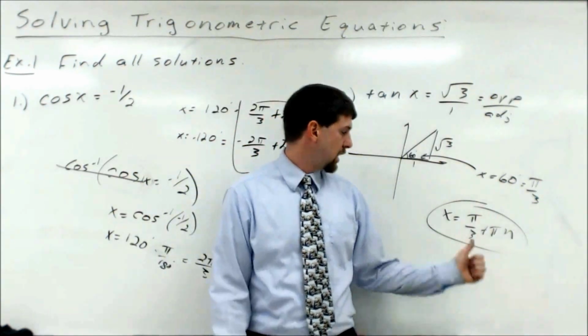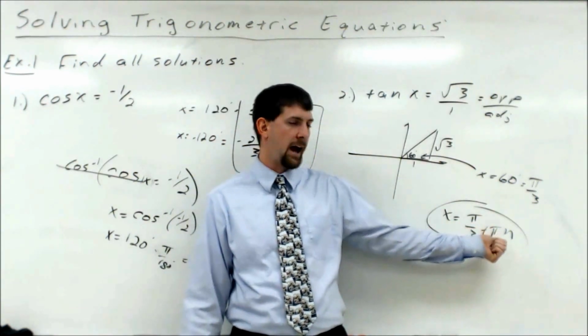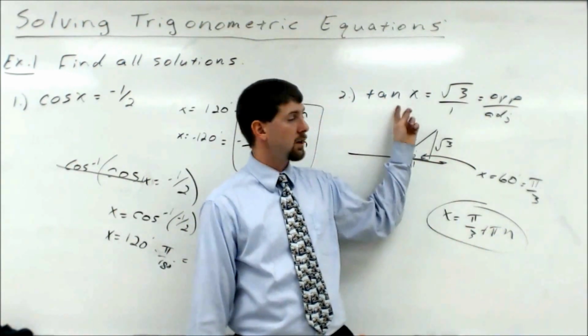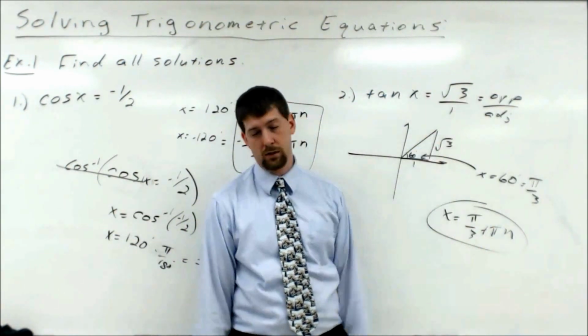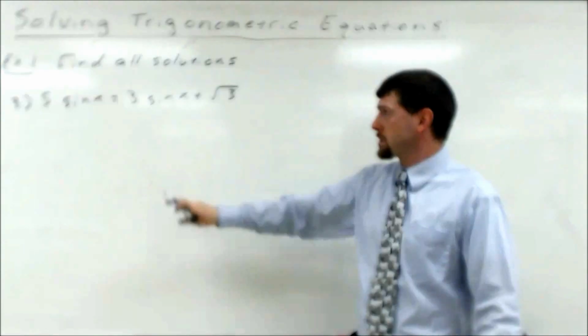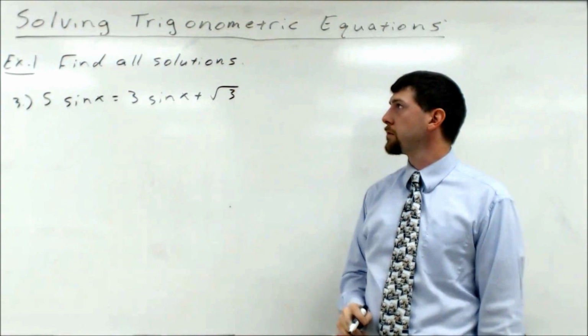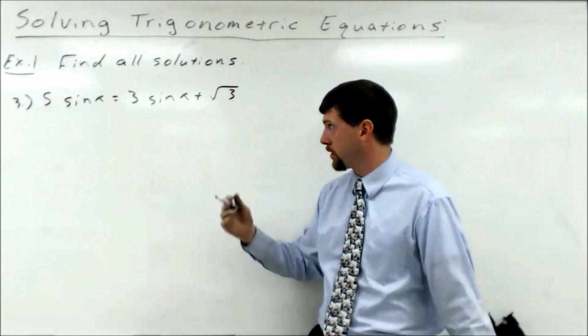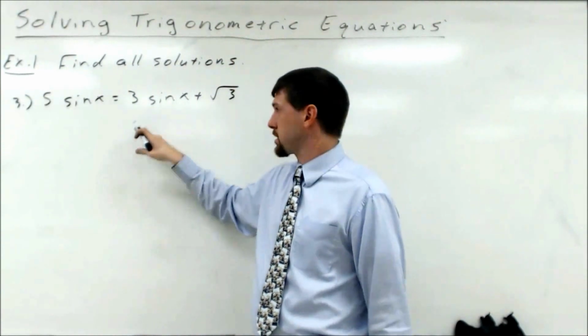So what that means is every time I take pi over 3 and add some multiple of pi to it, I'm going to get tangent of that angle to equal square root of 3. Okay, let's say we have 5 sine of x equals 3 sine of x plus square root of 3. Normal equation solving. Get all your variables together. So how do I get these sine of x's together?